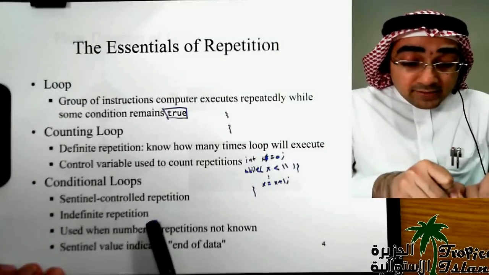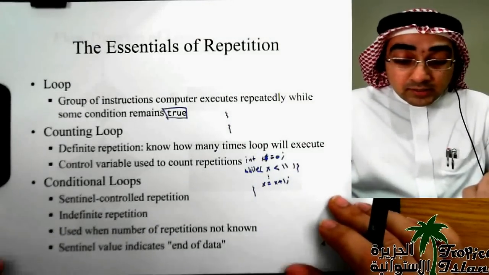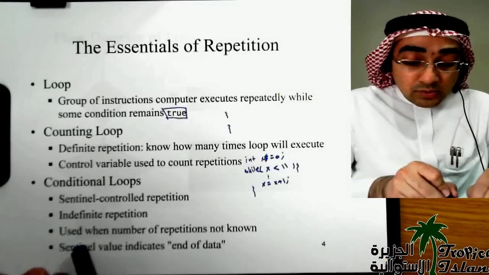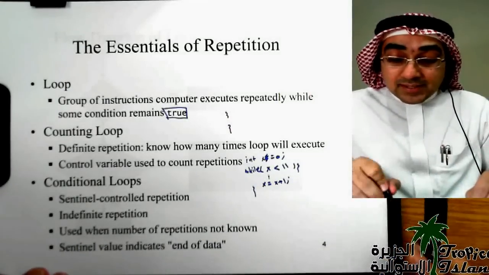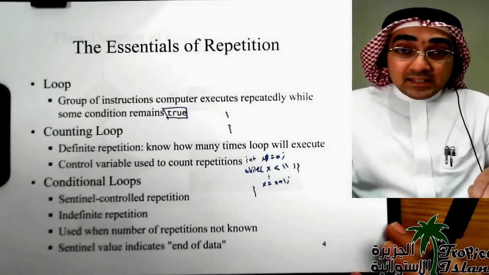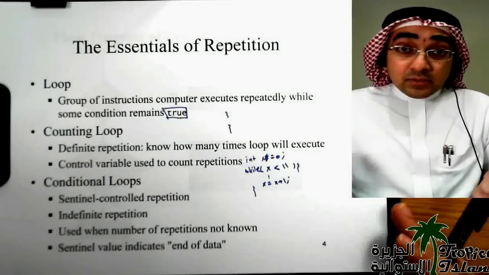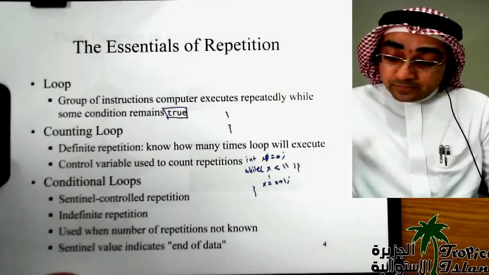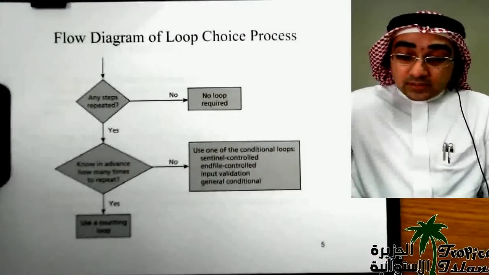You have indefinite repetition, where you are looping for an indefinite amount of time, or for infinity. It can be used when the number of repetitions is not known. The Sentinel value indicates the end of data. Any Sentinel value basically indicates that data has ended, just like the negative number for the grades of students. These are all examples, and I'm going to go into details on each one of them.